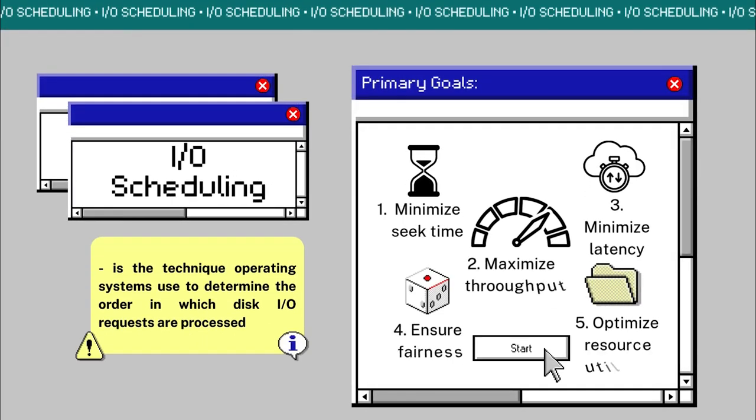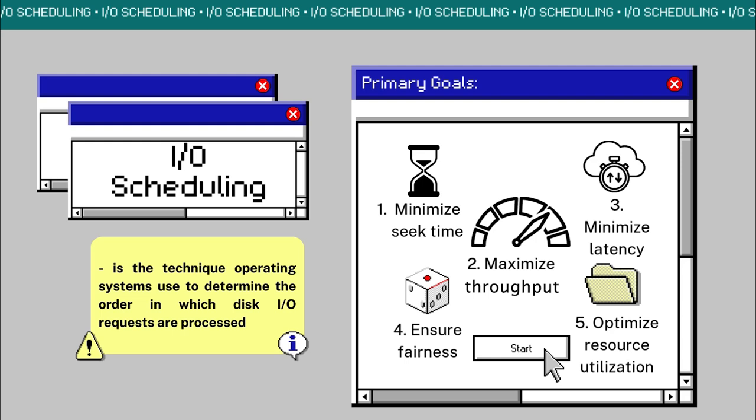Disk scheduling, also known as input-output scheduling, is the technique operating systems use to determine the order in which disk input-output requests are processed. Its primary goals are: 1. Minimize seek time, 2. Maximize throughput, 3. Minimize latency, 4. Ensure fairness, and 5. Optimize resource utilization. These algorithms significantly impact the efficiency of data access and consequently the system's performance.